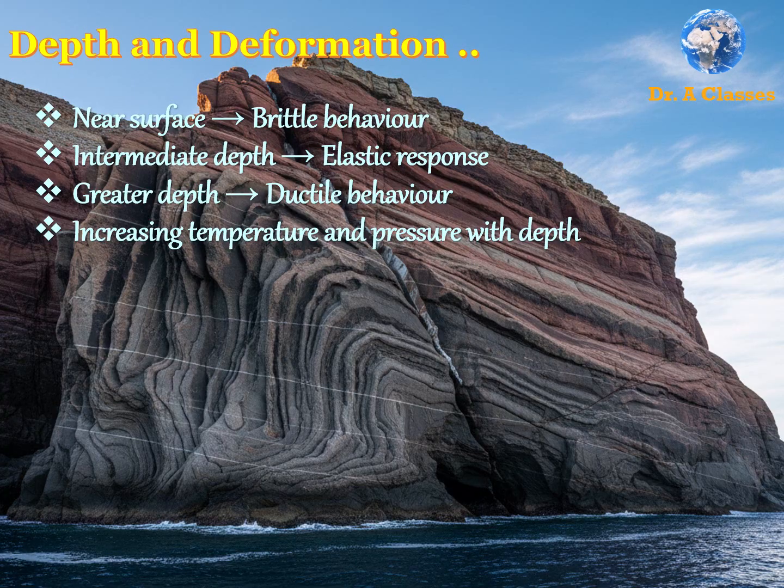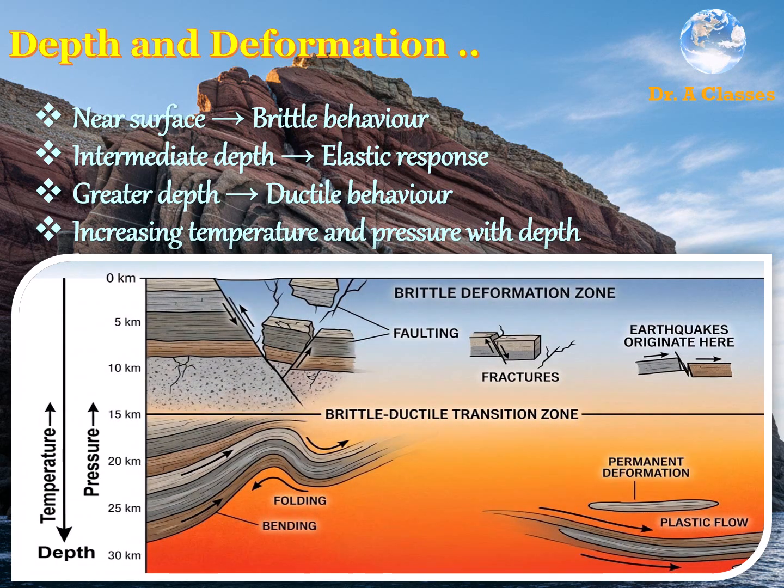Depth and deformation. The diagram maps the structural change of Earth's crust as it descends from the surface to a depth of 30 kilometers. Brittle deformation. Near the surface, cold temperature and low pressure make rock rigid and prone to snapping like glass. Fracture and fault. Under tectonic stress, these rocks break along planes, resulting in faulting and release of energy as earthquakes.